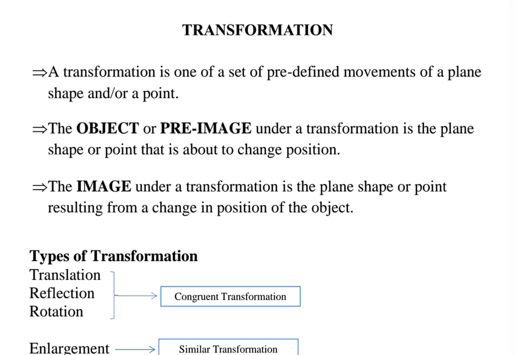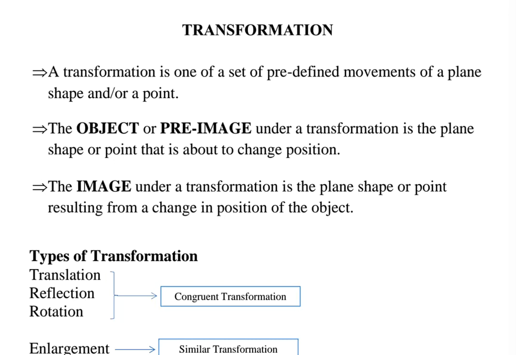All right, let's have a look at transformation. A transformation is one of a set of predefined movements of a plane shape and or a point. So once you hear transformation, you're going to think about movement. The object or pre-image under a transformation is the shape or point that is about to change position.